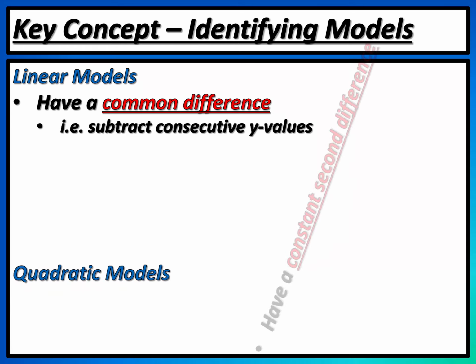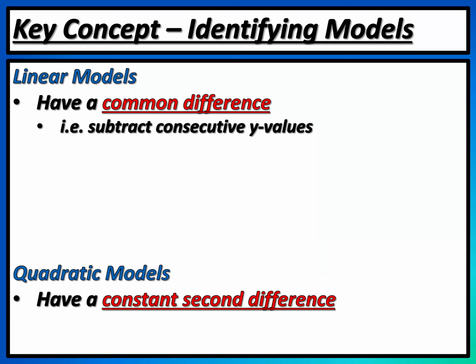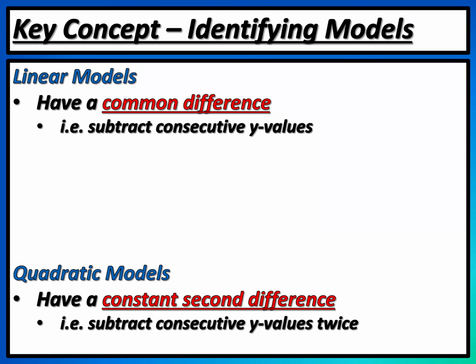Then we have quadratic models, and they have a constant second difference. The second difference means we subtract the y values twice. We subtract them a first time, just like we do with linear, and then we subtract the differences from each other. We'll see all of this in action in just a few minutes.